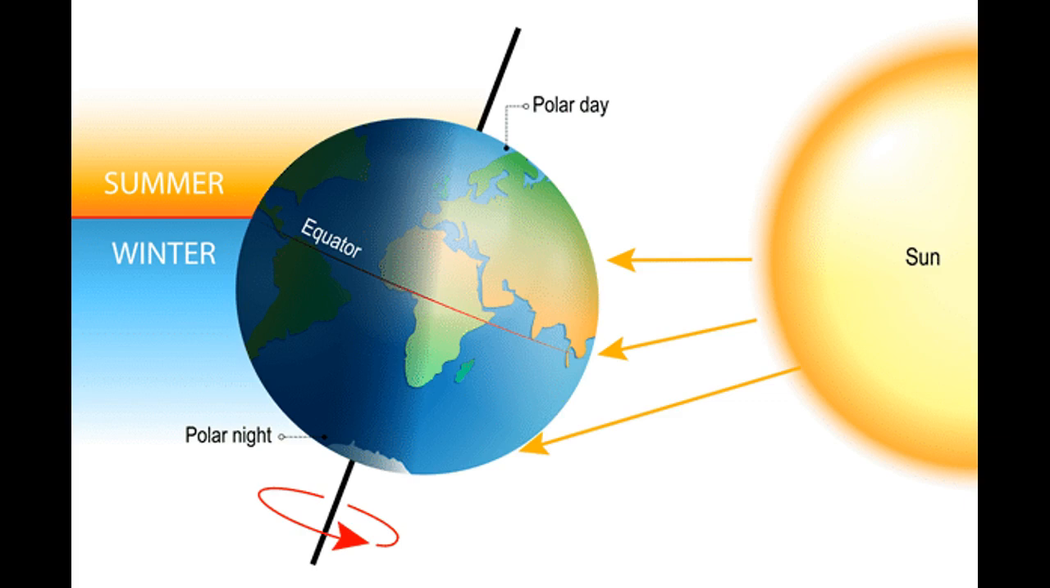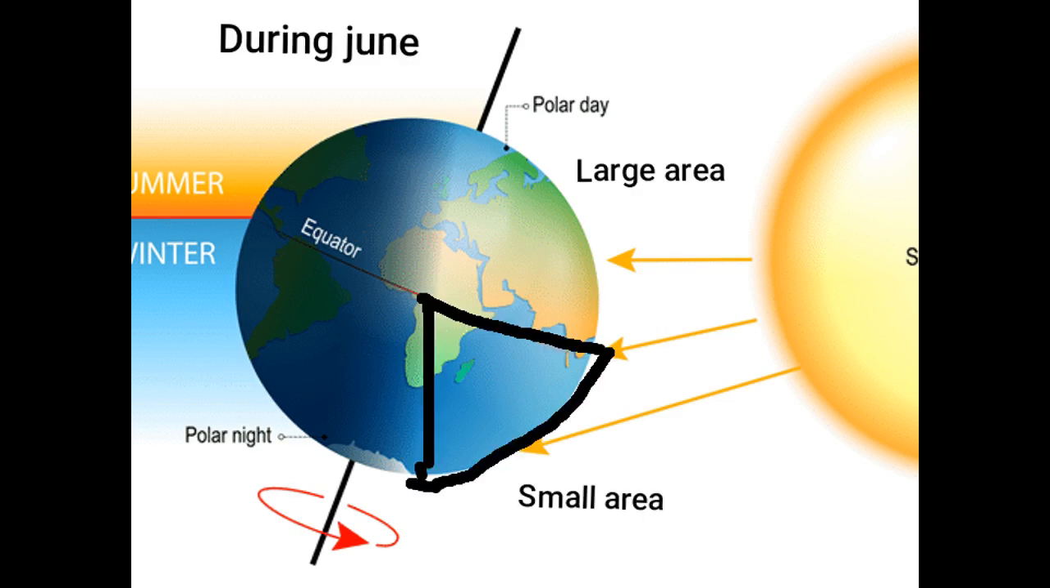Now, in June, the Earth is positioned in a way that the Sun is at the right side of the Earth. This causes more sunlight to fall on the northern hemisphere and less sunlight on the southern hemisphere. So in this month, countries in the northern hemisphere experience summer and countries in the southern hemisphere experience winter. During this month, days are longer and nights are shorter in the northern hemisphere, and similarly, days are shorter and nights are longer in the southern hemisphere.